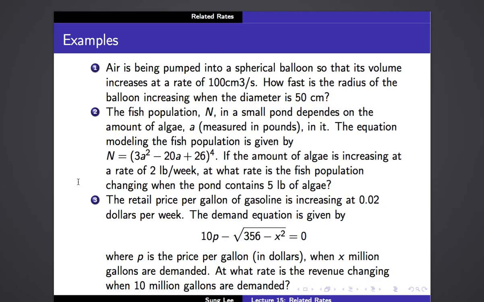So the question is, if the amount of algae is increasing at a rate of 2 pounds per week, in terms of A, that's going to be dA dt equals positive 2 pounds per week. Why positive 2? Because that's increasing, right? So in that case, at what rate is the fish population changing when the pond contains 5 pounds of algae? So when A equals 5, okay? So this also looks like a pretty straightforward question.